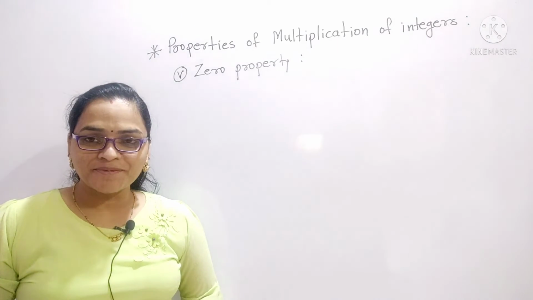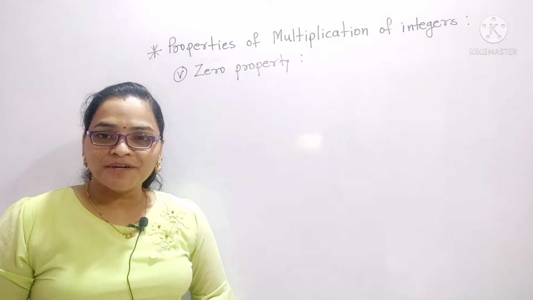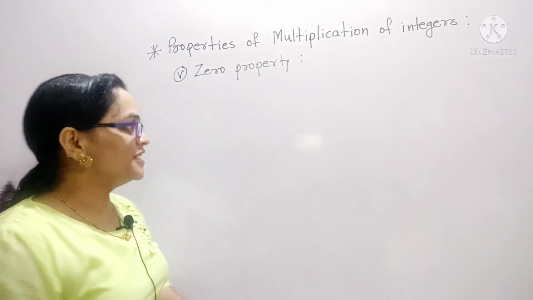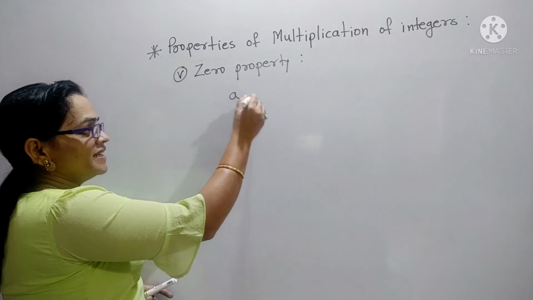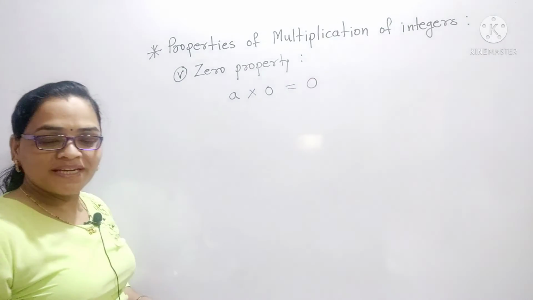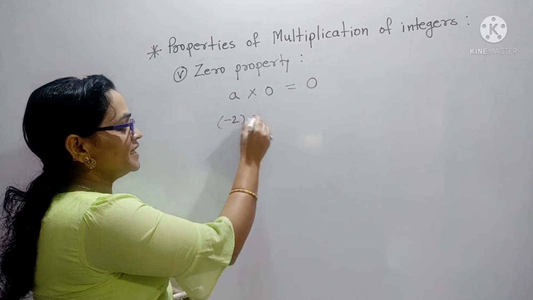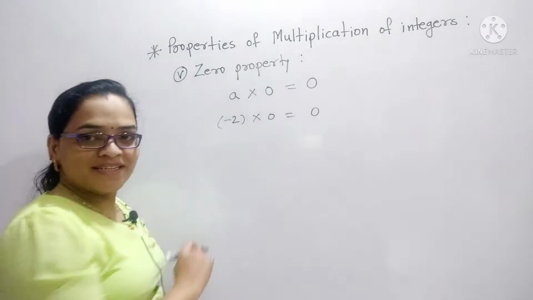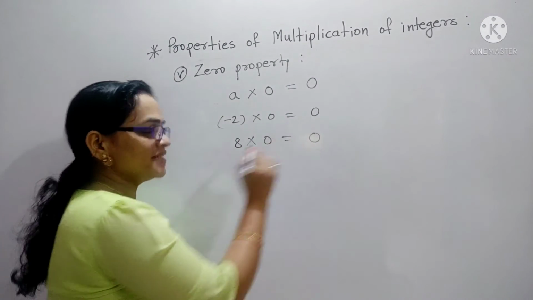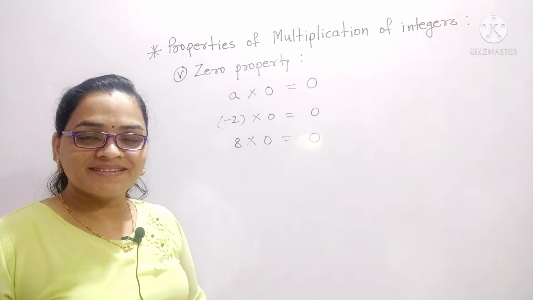Okay. Next, the fifth property is the zero property. What is the zero property? The product of any integer and 0 is always 0. Suppose a is an integer, and the product of a and 0 is 0 only, and this is the zero property. Means minus 2 into 0: what is the product? 0. 8 into 0: what is the product? 0. And this is the zero property of integers.